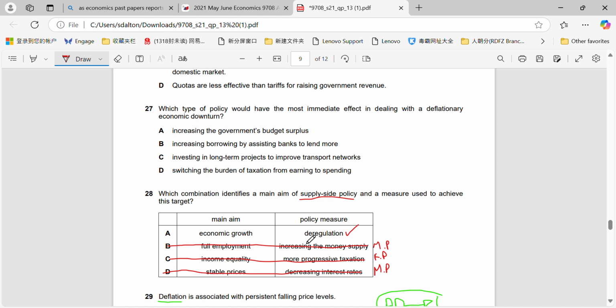Deregulation, so removing the restrictions on industries, in terms of the rules and regulations that they have to operate with. That is a supply side policy making us more efficient. It should allow us to generate economic growth because it should allow us, as is the aim of supply side policy, through increased efficiency to be able to move aggregate supply to the right.